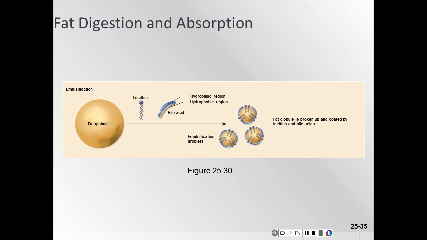So here in this diagram we're talking about emulsification. We have the lecithin and we have our bile. We see it has hydrophilic and hydrophobic regions of the bile. So when this fat droplet or globule enters the intestine, intestinal segmentation breaks the fat into these droplets, and it's going to coat it with the lecithin and with the bile. So now this fat globule is broken down and coated with the lecithin and the bile.